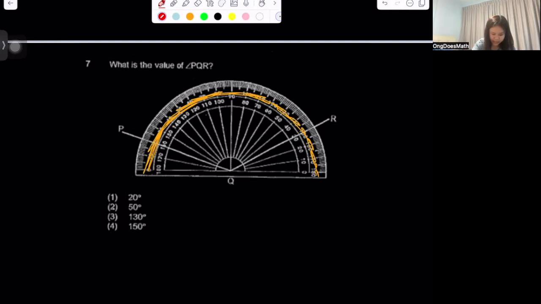So the line cuts 160 here, and it cuts 30 here, right? So we just have to take the bigger number minus the smaller number. So just 160 minus 30 degree. And that should give you 130 degree. Hence, answer is option 3. If you use the outer scale, you are going to get the same answer too. So just take the bigger number minus the smaller number.